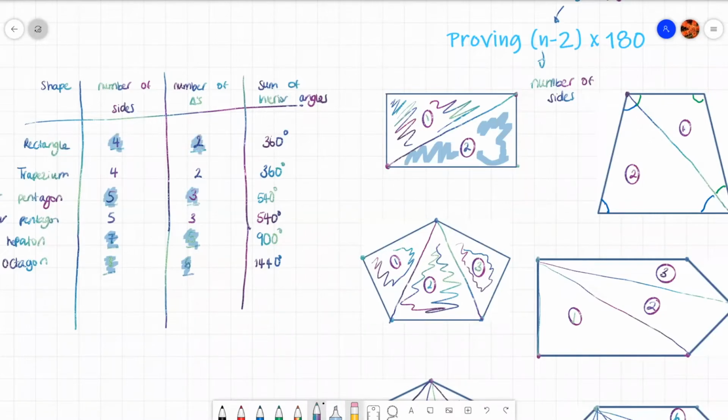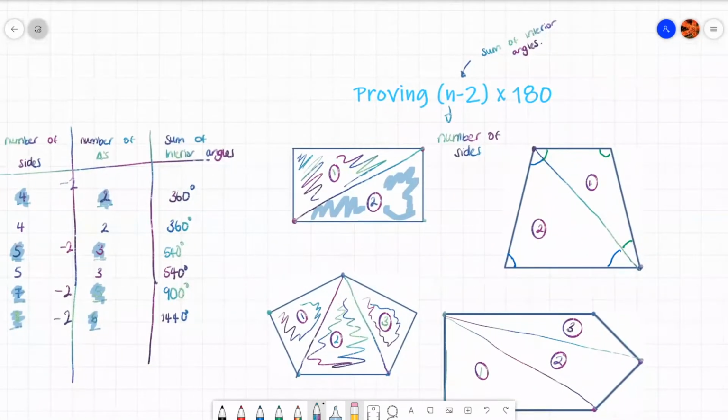Well, you can see actually, if I subtract 2 from the number of sides, I will get the number of triangles in my shape. 4 take away 2 is 2. 5 take away 2 is 3. 7 take away 2 is 5. And 8 take away 2 is 6. And that's where n minus 2 comes from. N minus 2 will tell you the number of triangles you can make in your shape. And then you just times by 180 because obviously each triangle's angles would add up to 180 degrees. And once you know your number of triangles, you times by 180 to work out what your angles should total up to in a shape.